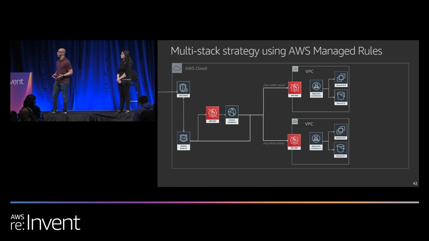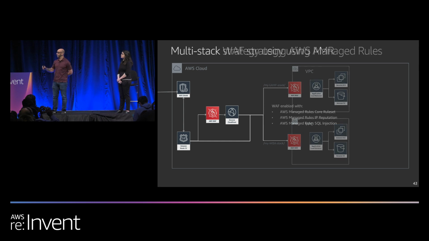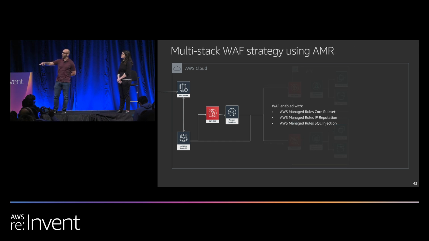So what would that look like in practice? Well, let's say maybe we have two different stacks or two different applications. One's a Linux-based application using your usual standard LAMP stack: Linux, Apache, MySQL, PHP. And then our other one is a Windows stack, using Windows, IIS, SQL Server, and ASP. So at the outer edge, both of those stacks are fronted by CloudFront.